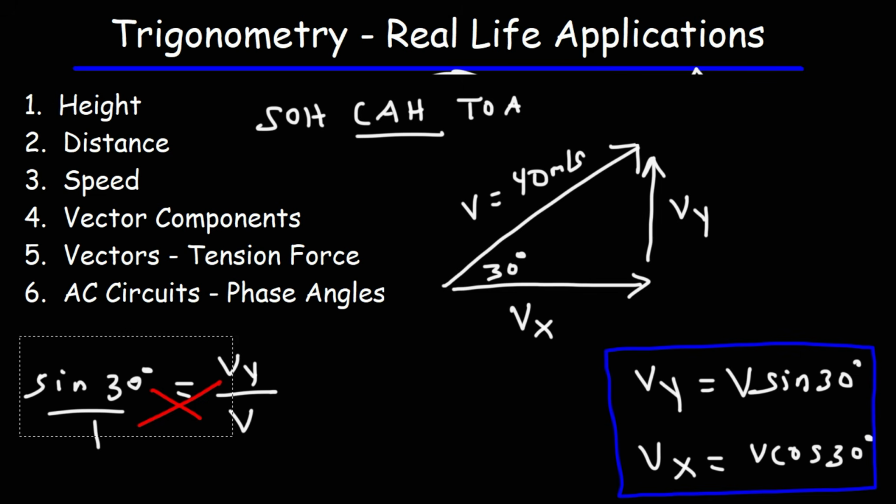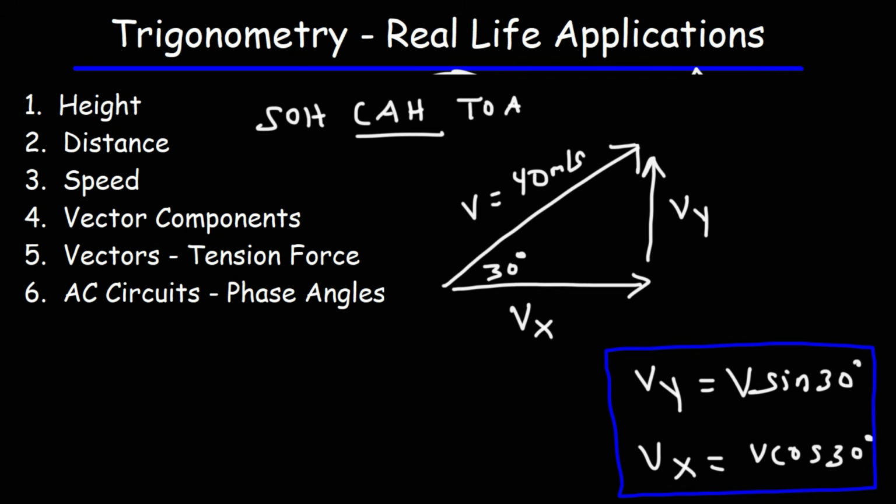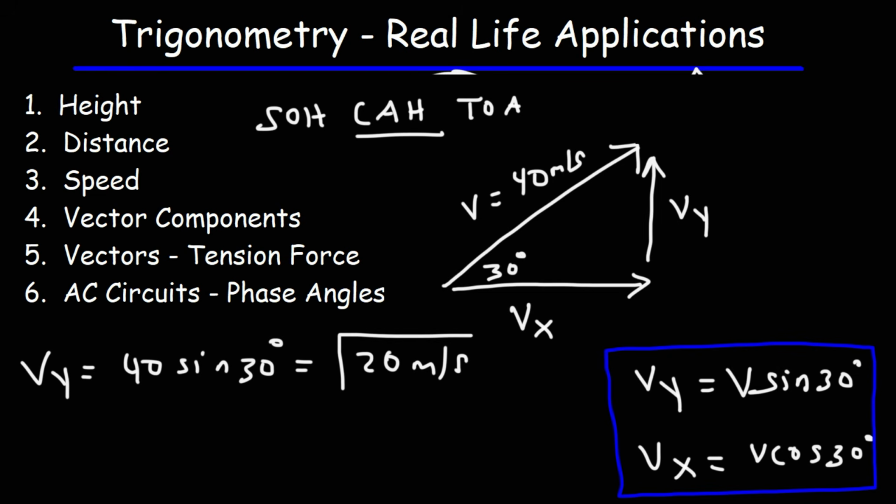So if we want to finish this problem, the vertical speed of this ball is going to be 40 times sine 30. Sine 30 is a half, so half of 40 is 20. So the ball is moving upward at a vertical speed of 20 meters per second.